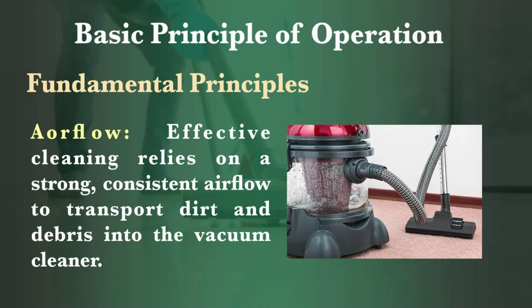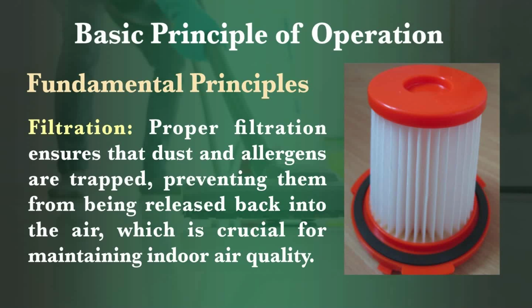The next is the airflow. Effective cleaning relies on a strong, consistent airflow to transmit dirt and debris into the vacuum cleaner. And the third one is the filtration. Proper filtration ensures that the dust and the allergens are trapped, preventing them from being released back into the air, which is very crucial for maintaining indoor air quality.